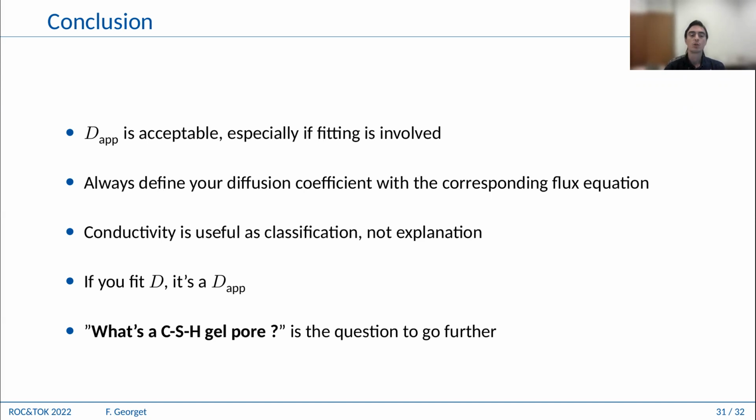If you want to go towards a more meaningful physical question, then the main question you want to answer for a correct quantitative model is to know what a CSH gel pore is. Once we know what a CSH gel pore is, then we can accurately model the surface, and we can accurately model the effect of the geometry and try to make a more predictive model.